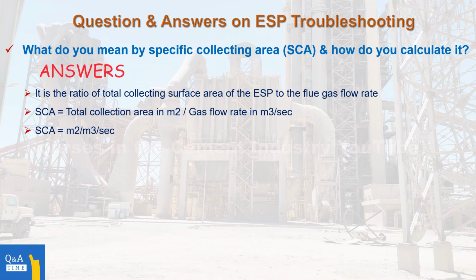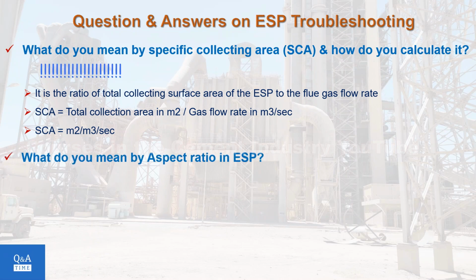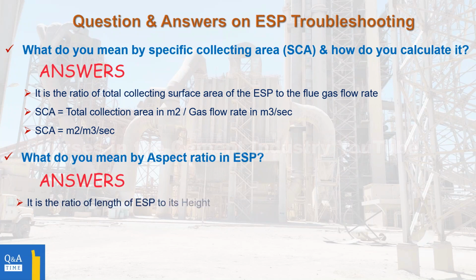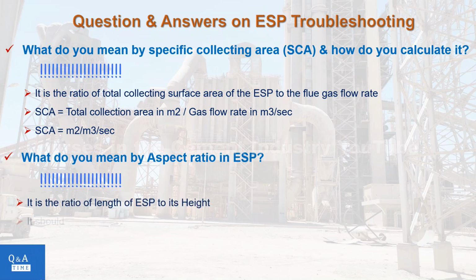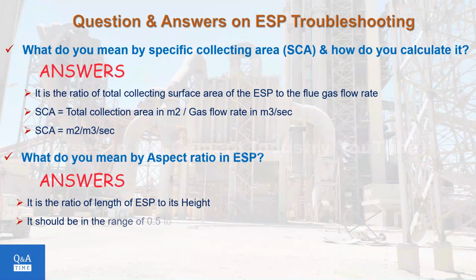Question 21. What do you mean by aspect ratio in electrostatic precipitators? Answer. One. It is the ratio of the length of the electrostatic precipitator to its height. Two. It should be in the range of 0.5 to 2.